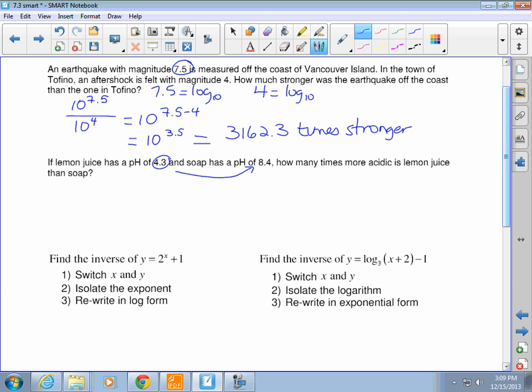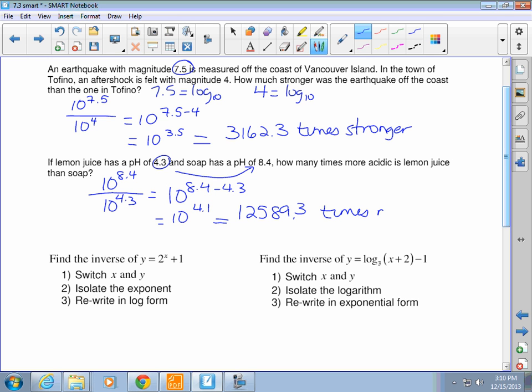Again, you're working with logs when you're dealing with the pH scale as well. So this would be 10 to the power of 8.4 over 10 to the power of 4.3. So this is 10 to the power of 8.4 minus 4.3, which is 10 to the power of 4.1. And when you multiply that out, it's 12,589.3 times more acidic. So that's how many more times lemon juice is more acidic than this particular soap.